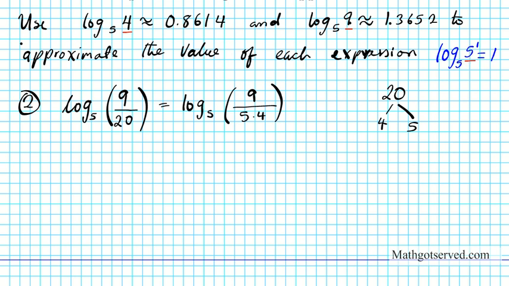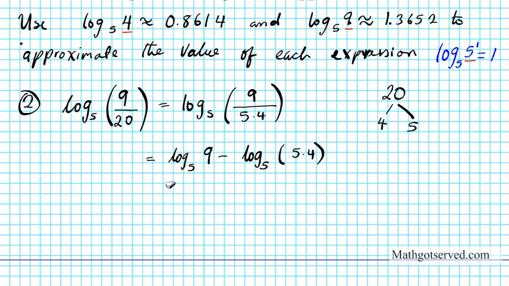Now, I'm going to make application of the product and quotient properties of logarithms one at a time. First of all, we're going to apply the quotient property anytime you're dividing. Remember, when you're dividing, it's as though you were subtracting the logarithm. So this is going to become log base 5 of 9 minus log base 5 of 5 times 4. So we're subtracting this log from this log right here.